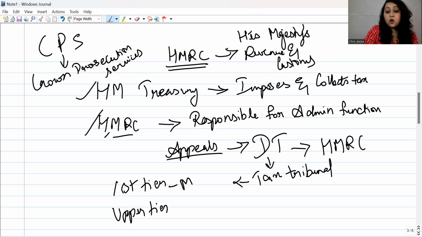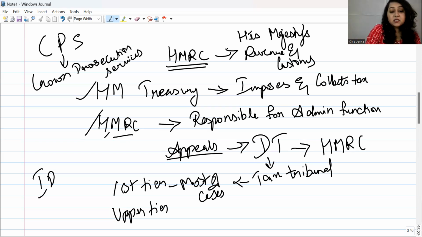So this is where most of the cases are looked into. And what if the appeal is going to be related to indirect tax? So if the appeal by the taxpayer is related to indirect tax, it can be directly appealed into the first tier of tax tribunal. So what is the purpose of upper tier then?